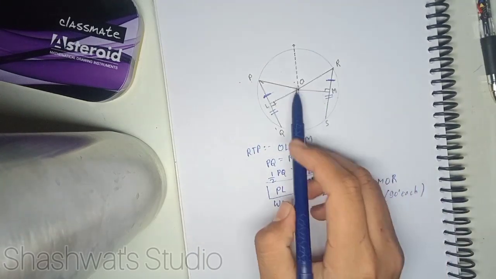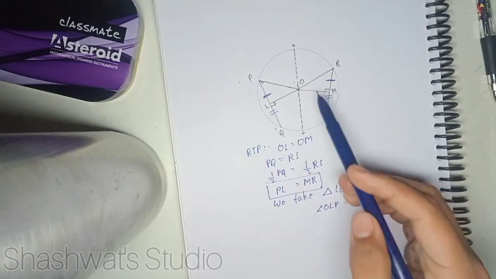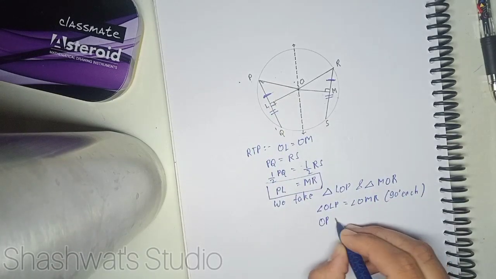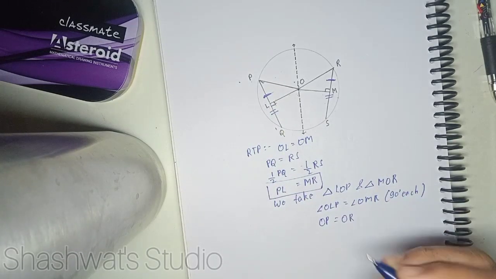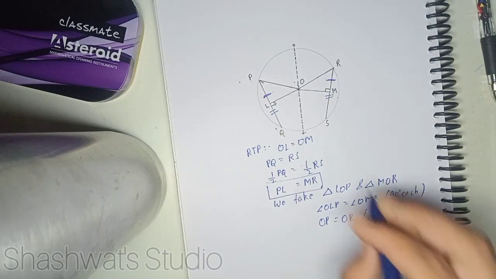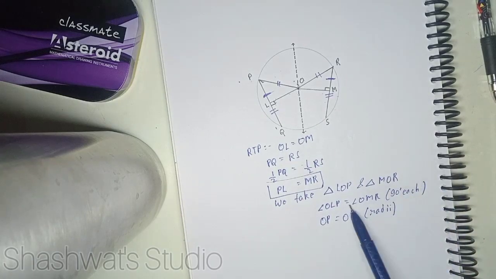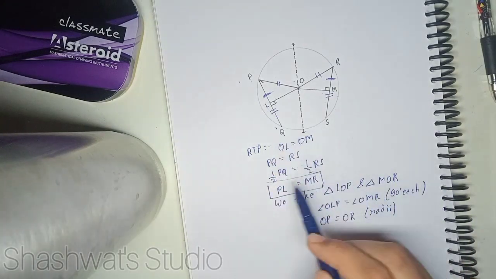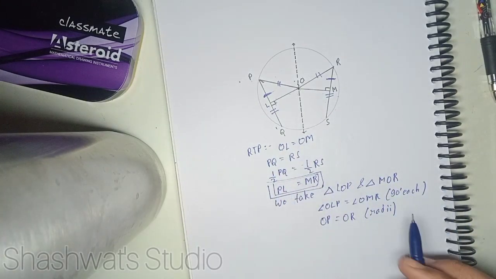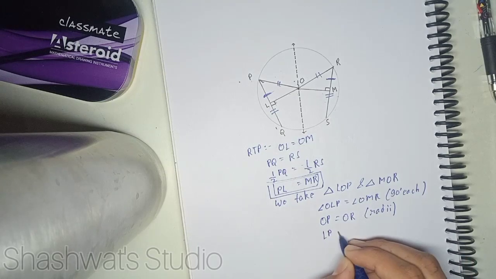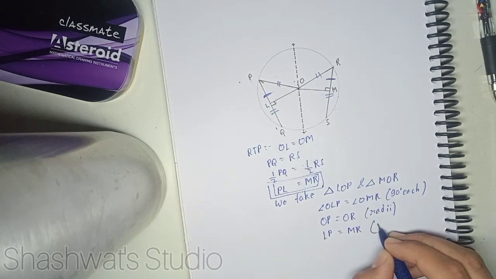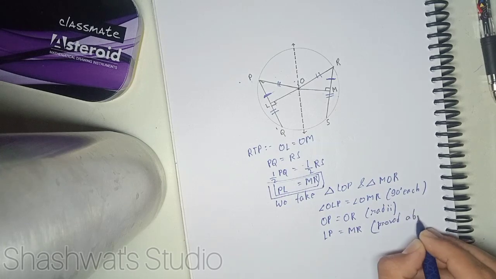Now we need one hypotenuse, which is OP and OR. Now why are OP and OR equal? Yes, they are radii. We can see this is the center. These both will be equal as they are radii. Now we got R, we got H. Now we need an S, as we have proved earlier PL is equal to MR. So we write LP is equal to MR, proved above.